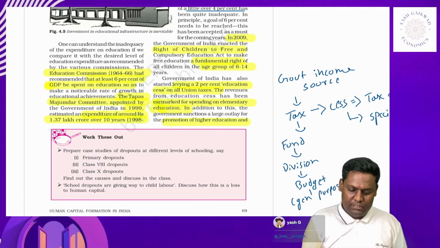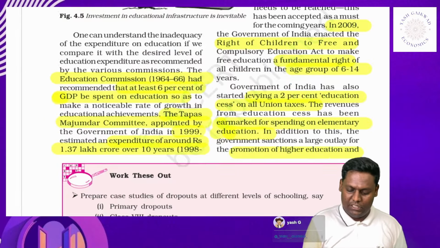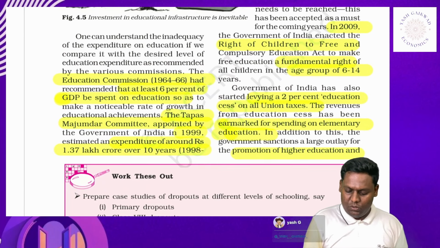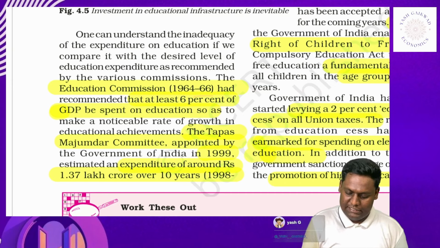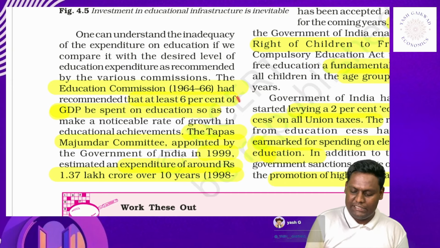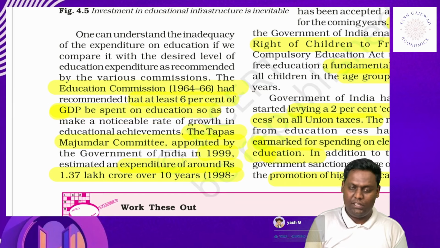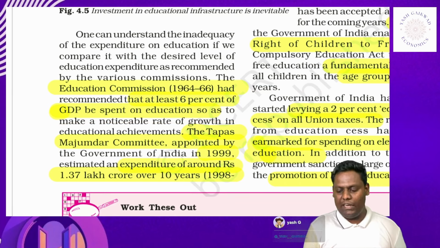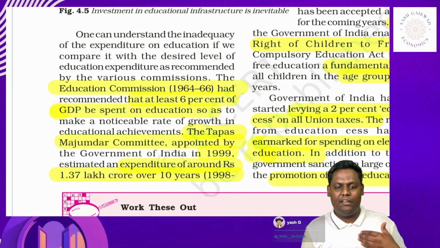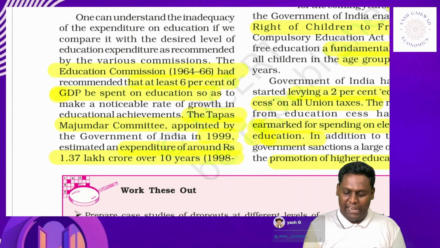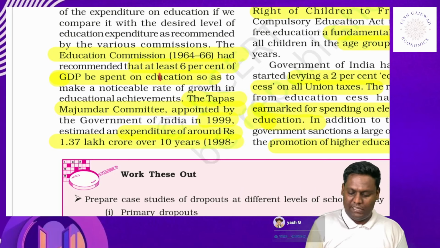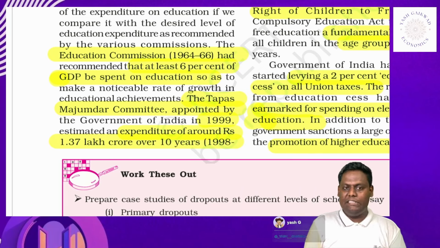Now here is the discussion of various education committees. The Education Commission, formed in 1964 to 1966, held that India should spend at least 6% of its GDP on education. But sadly, we do not do that, as we have already seen that the current expenditure in 2014 was roughly around 4%. And had India started implementing this process of spending at least 6% on its education, the conditions would have looked much more different today.